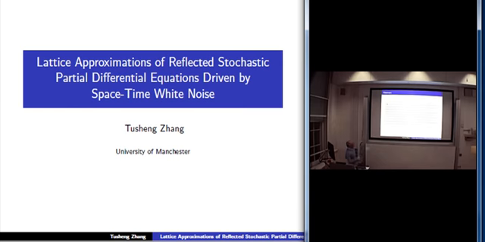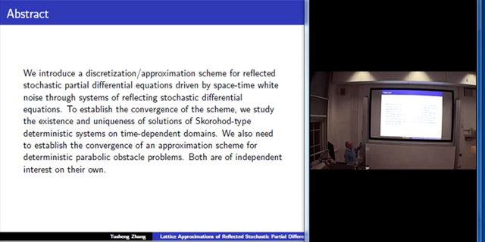As I said, we will introduce the approximation scheme for stochastic differential equations with reflection. To establish the convergence of the scheme, it turns out I need to study the existence and uniqueness of some deterministic Skorohod-type equation, and also the convergence of an approximation scheme for the deterministic parabolic problem.